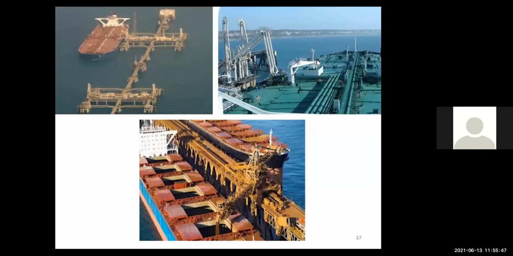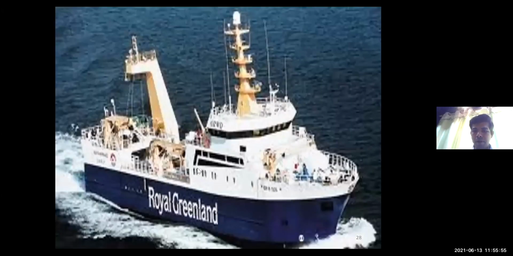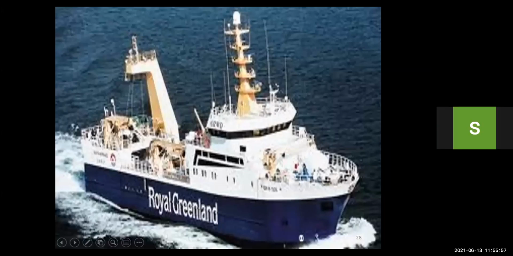Yes, sir. Okay, let's move ahead now. This is again a specialized vessel, maybe a survey vessel.